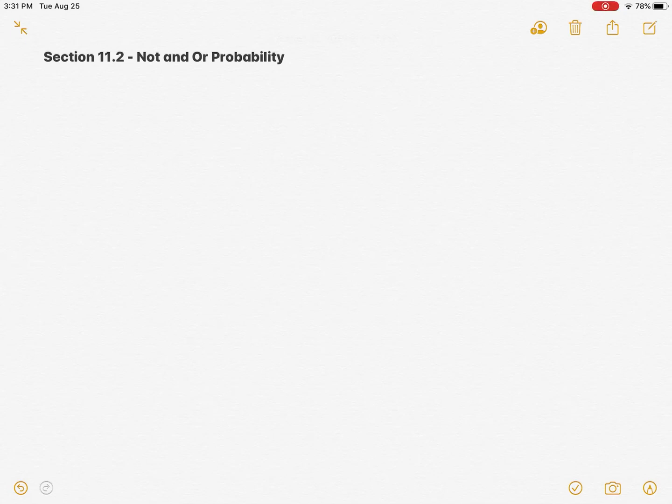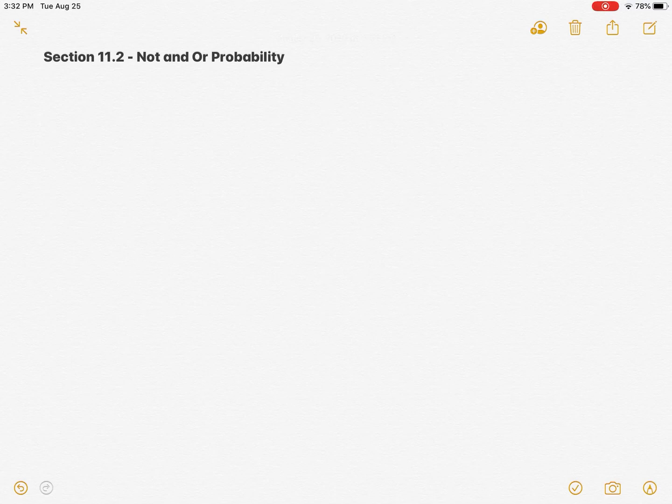Hello again. We're going to take a look at section 11.2, which is going to extend our knowledge of probability. It's going to allow us to practice in a different setting. Specifically, we're going to be concerning ourselves with the probability of something not happening or the probability that either this happens or that happens. And so relatively small in scope as we go into this next section. It's going to add a little bit more onto our repertoire.